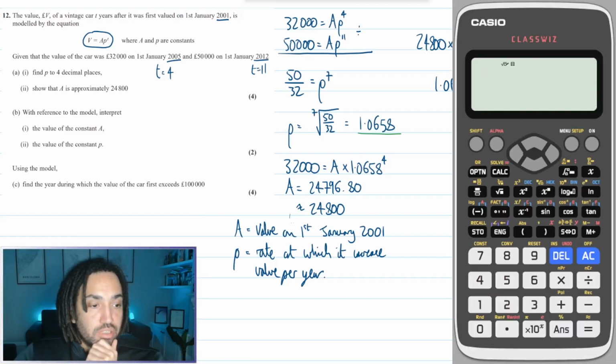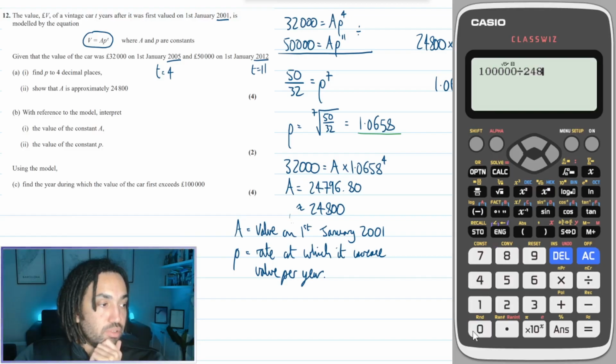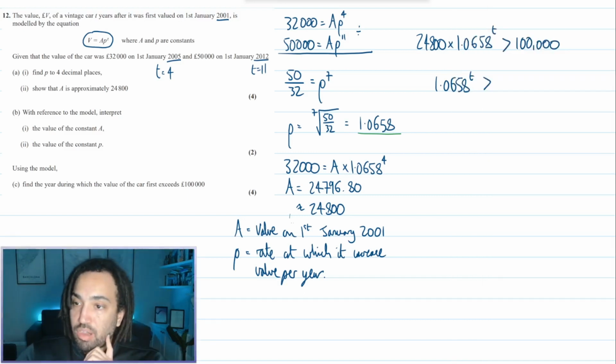Okay, so I'll do 100,000 divided by 24,800, and I get 125 over 31. Fine, that'll do. 125 over 31.